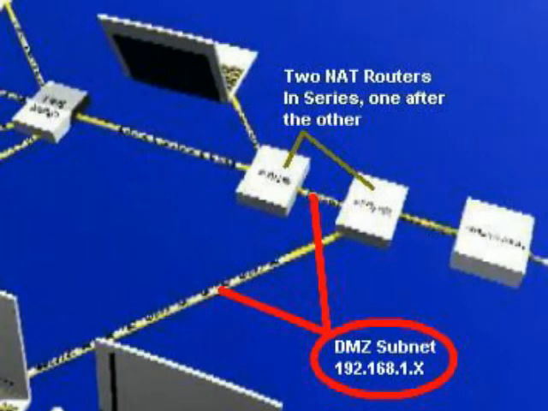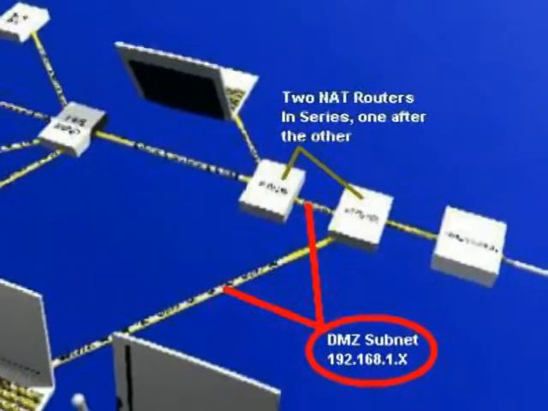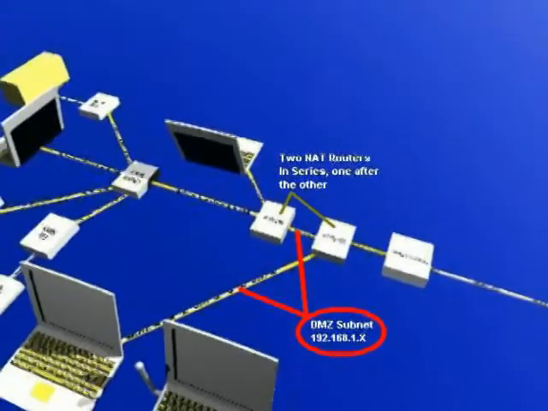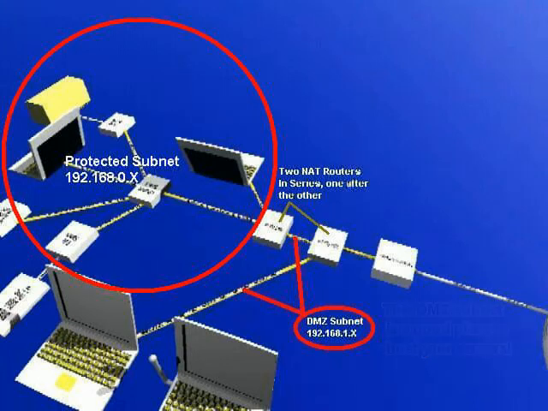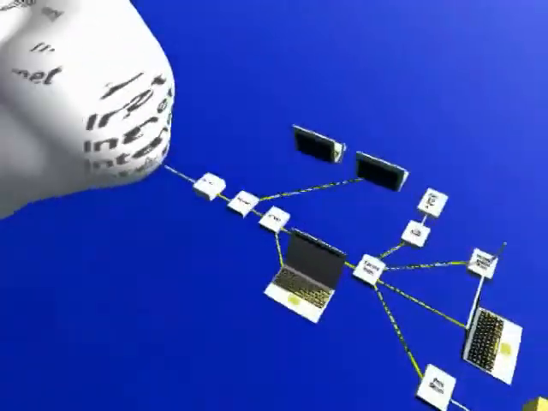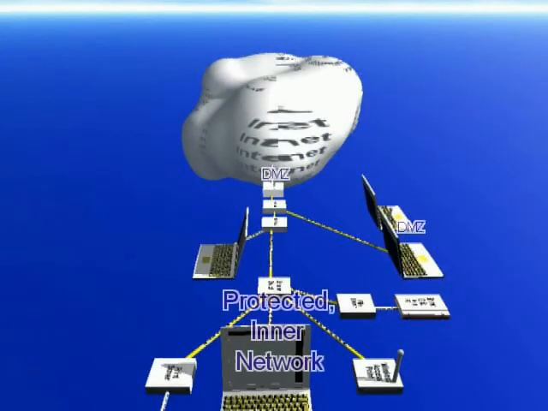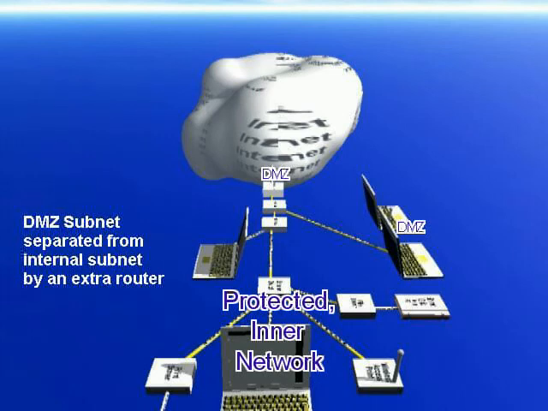As illustrated here, a second NAT router, in series with the first, creates a new IP subnet with a distinct set of IP addresses in between the ISP network and your previous private network. Servers hosted here are fully accessible to the worldwide internet, and clients on the interLAN can access them too. But if a server on this new DMZ subnet is ever attacked and corrupted, it cannot easily compromise the computers on the inner network.